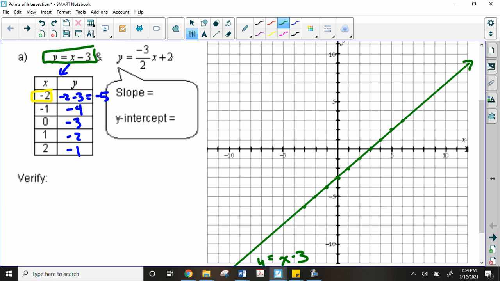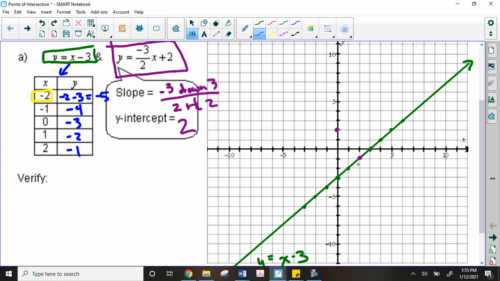Now let's do our other line, and I'm going to make this one in purple instead of red. Okay, slope. How do we move with that slope? First of all, what is the slope for this equation? -3 over 2. So we would go down 3, right 2. And our y-intercept happens at 2. So the first point we want to draw is our 2. And we're going to go down 3, 1, 2, 3, right 2.